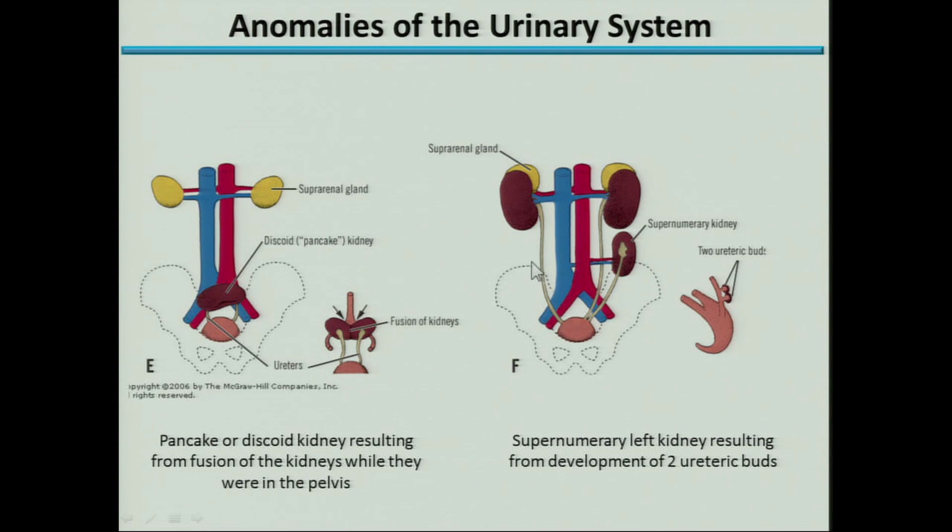And a few more examples. A pancake or a discoid kidney usually results when the kidney fuses while it is still in the pelvis. And so you have fusion of the kidneys here, pancake or discoid kidney seen here, and it fails to ascend during development. And then if you have two ureteric buds, you don't have a bifid ureter, but you have instead two separate ureters and two kidneys.